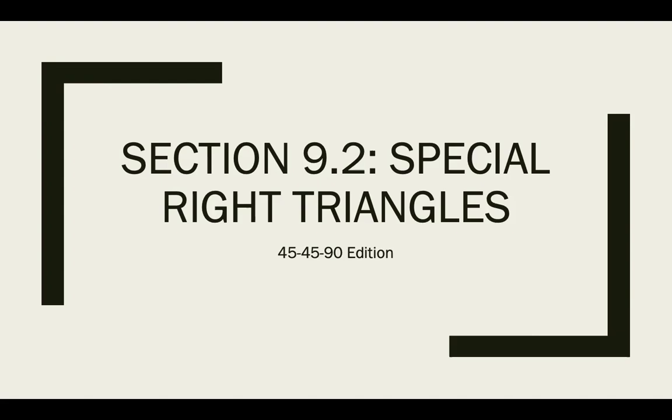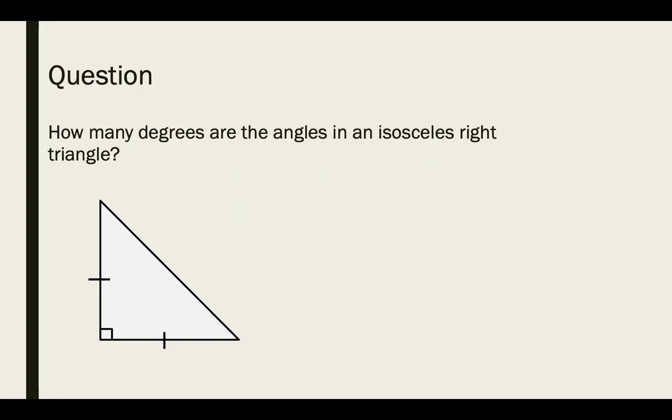This video is designed to teach you about 45, 45, 90 triangles, which is considered one of the two types of special right triangles. So first off, I just want you to think about how many degrees are the angles in an isosceles right triangle. And we have an isosceles right triangle displayed right there for you to see.